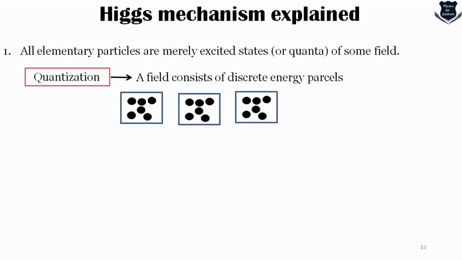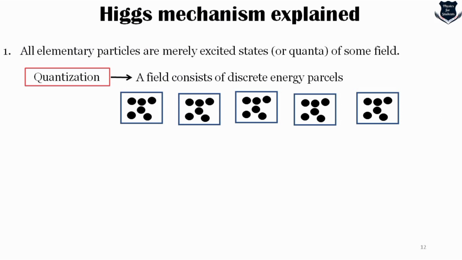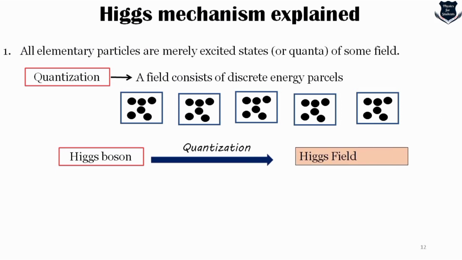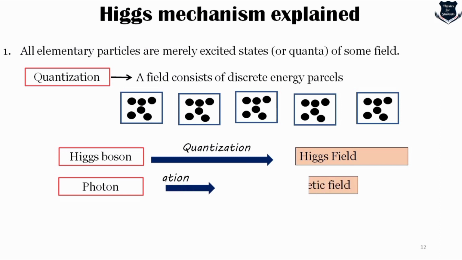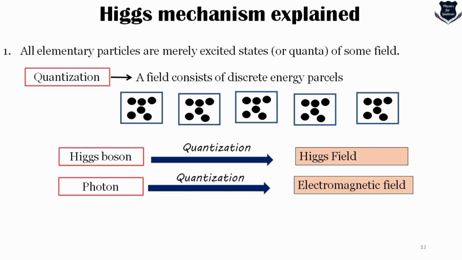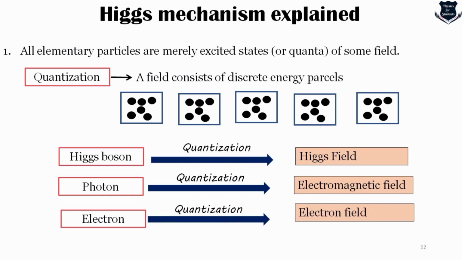Here, just for your imagination, I've drawn certain abstract figures. You can consider each of the blue boxes to be a state of energy, and in between, the black circles are each of them discrete energy parcels. Now this includes the Higgs boson, which is the quantization of the Higgs field, the photon, which is the quanta of the electromagnetic field, the electron, which is the quanta of the electron field, and so on. So all fields actually exist at all points in time and space.